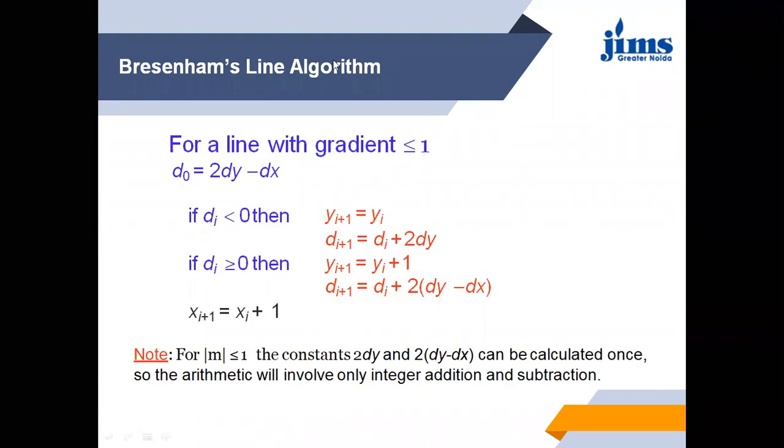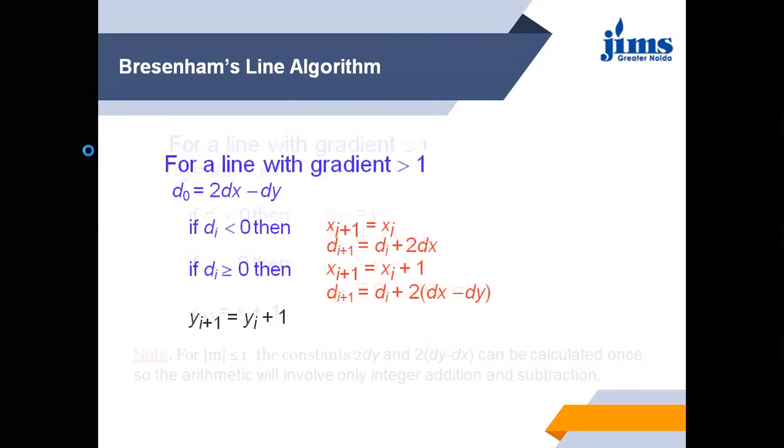In the last part, we discussed the case when the gradient is less than or equal to 1. Okay, let's come to the next slide, because we will see this later in today's lecture. Here we discussed when the gradient is less than 1. In the next slide, we will discuss when the gradient is greater than 1.